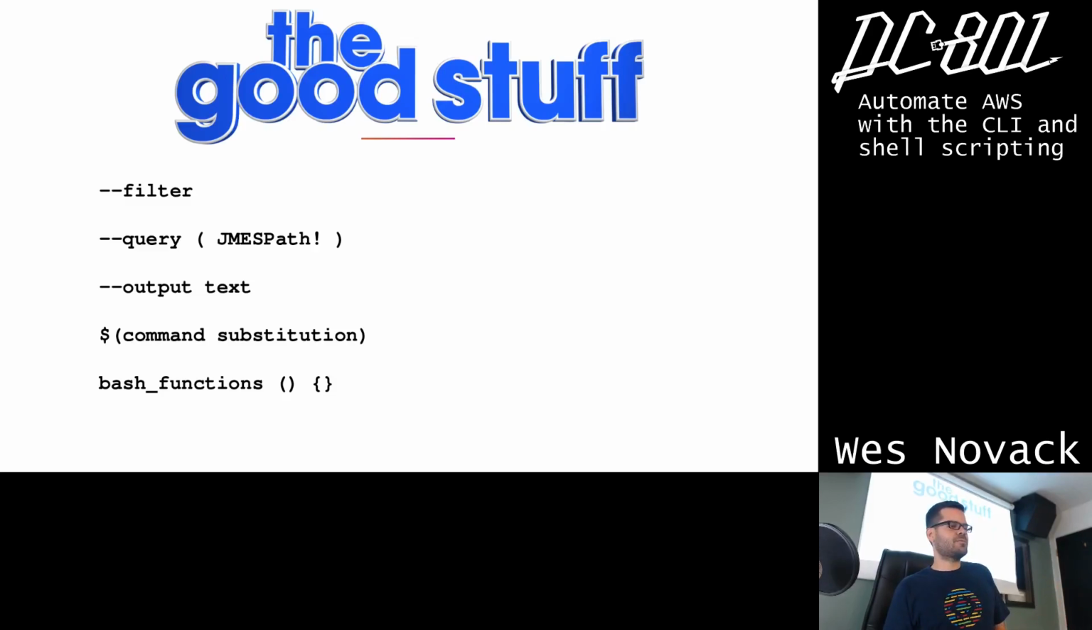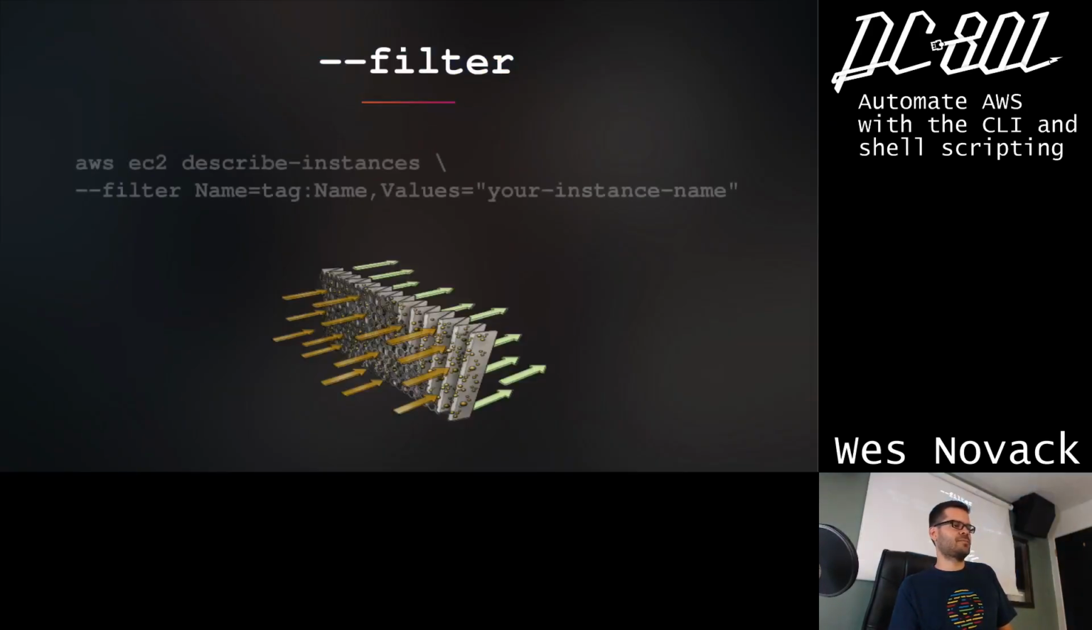So the good stuff, what I've got listed here is using --filter, using --query, which uses the JMESPath query language. And that is also something that the jq utility uses, if you're familiar with that. And --output text instead of outputting JSON. And command substitution and bash functions. So let's check some of those out.